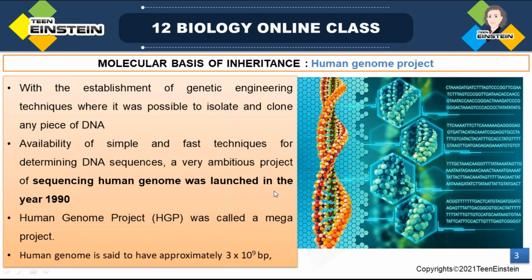So with the help of all these, they launched the project of human genome sequencing in the year 1990, and the Human Genome Project was called a mega project. The human genome is said to have approximately 3 × 10^9 base pairs. Note down, 3 × 10^9 base pairs in the human genome.